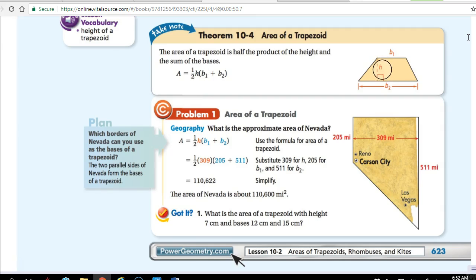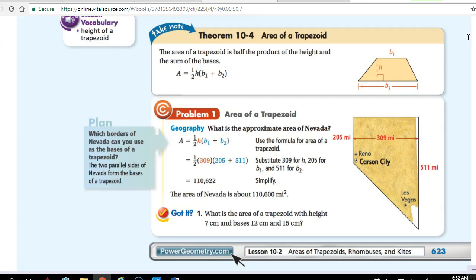Well, many times it'll be labeled, but the height is always the distance between the two parallel sides. Okay, it's not just any height. You can't measure it between the two non-parallel sides. You have to measure it between the two parallel sides. So if this is parallel and this is parallel, the height is always going to be the perpendicular distance between those two. So that goes in there as h.